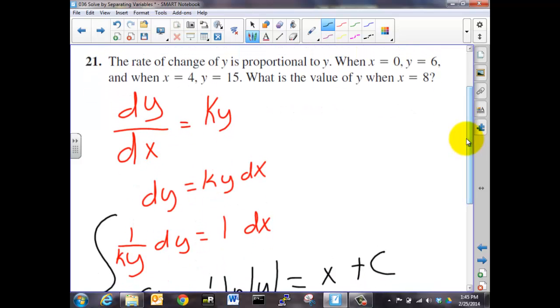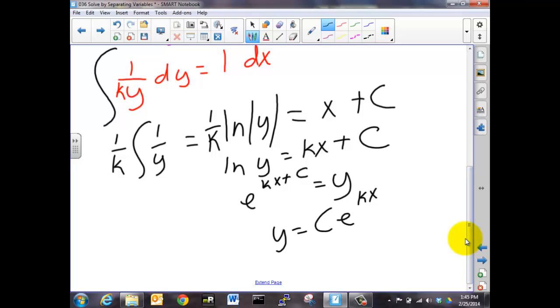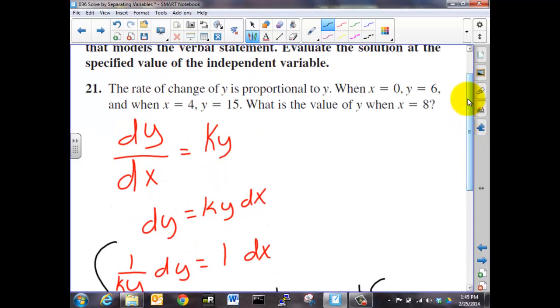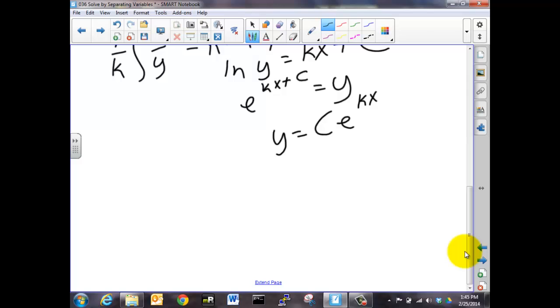Now, what does all this gobbledygook down here say? Really, it's saying, figure out what C and K are. That's what we need to do. Figure out what C and K are. So what do we know? When x is 0, y is 6. So let's figure out what that gives us. x equals 0, y equals 6. So if we plug that information in here, let's see what we get.